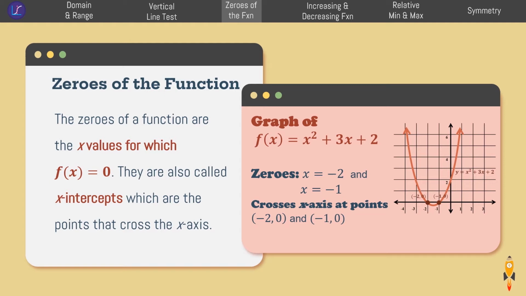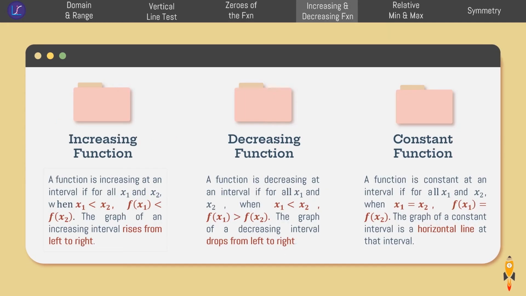This means that the zeros of f(x) = x squared + 3x + 2 are negative 2 and negative 1. In addition, the graph crosses the x-axis at points (-2, 0) and (-1, 0). What are increasing and decreasing functions? Increasing function: a function is increasing on an interval if for all x1 and x2, when x1 is less than x2, then f(x1) is less than f(x2).